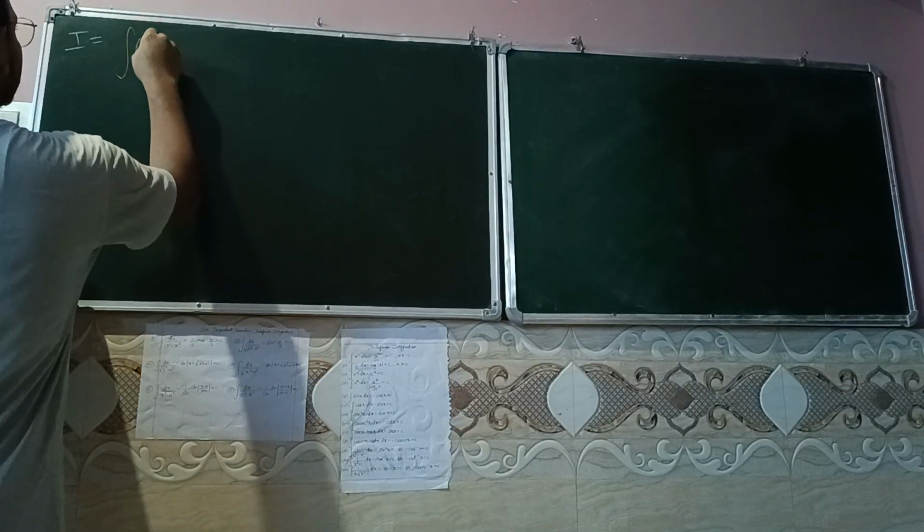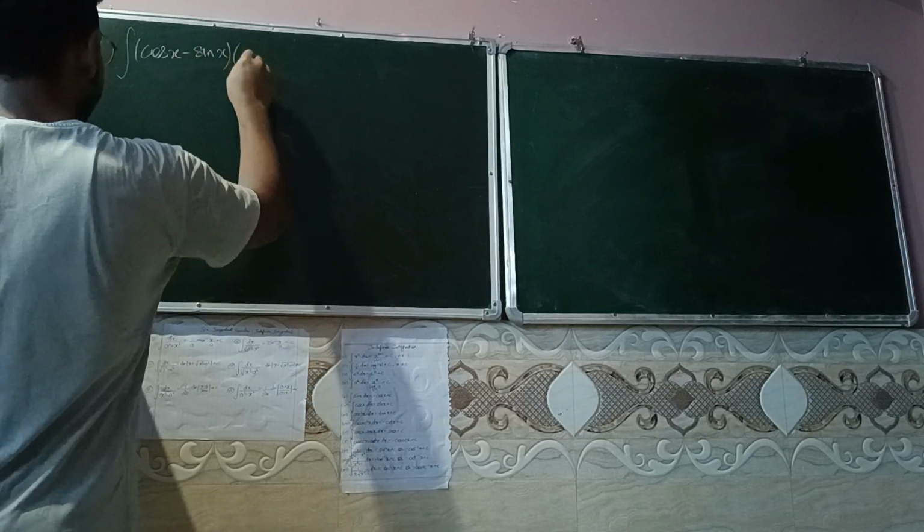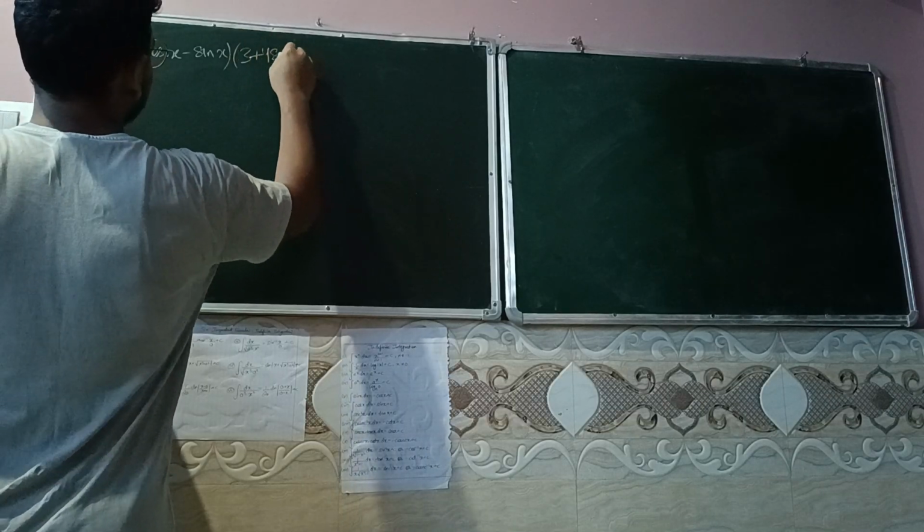So we have I as the integral, I hope you can see this integral, of cosine of x minus sine of x, over 3 plus 4 times sine 2x. Okay, so here I got this integral.